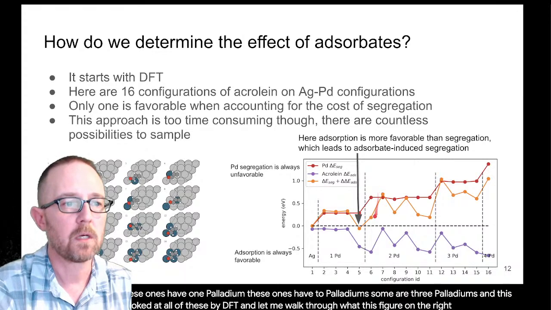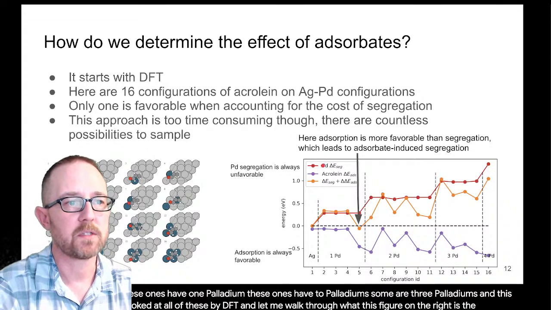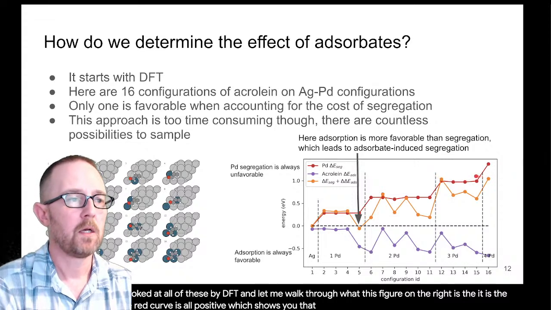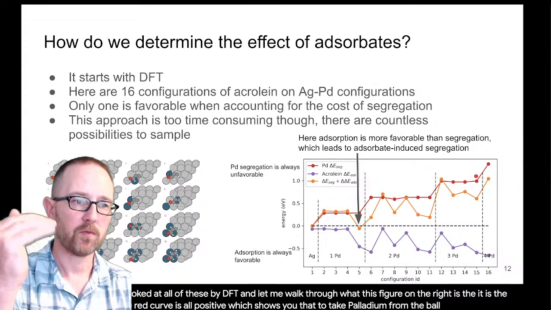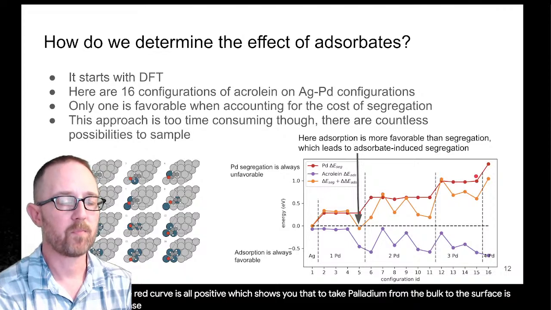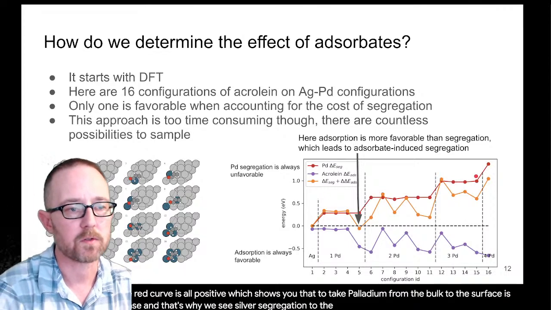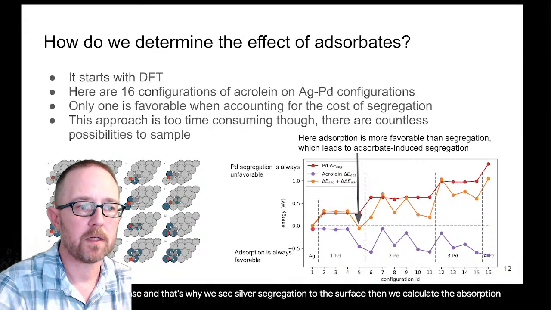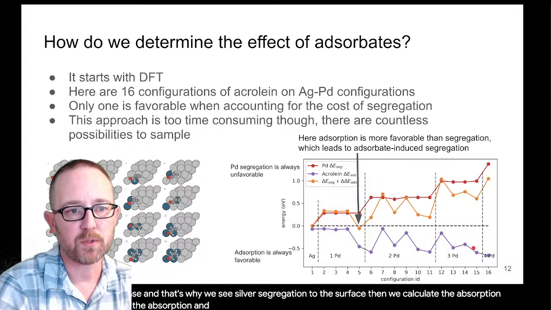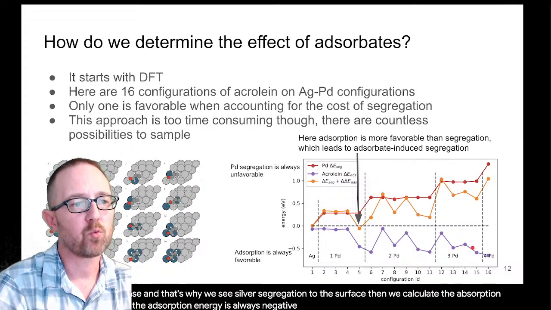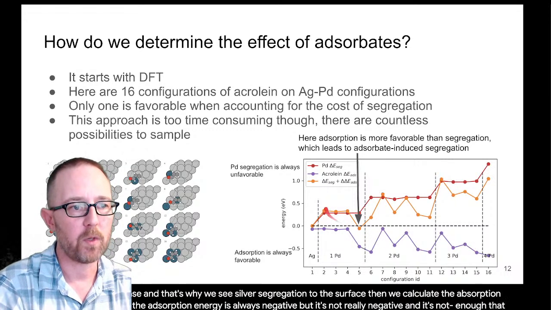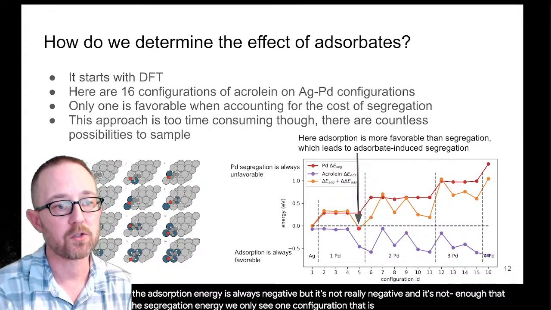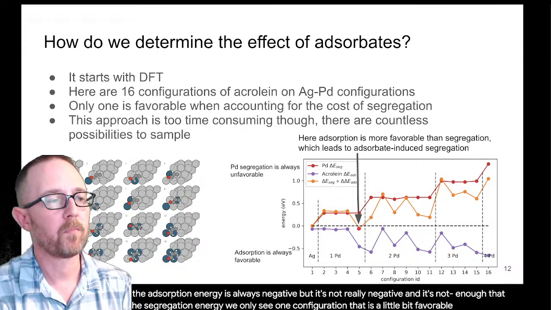The first thing we calculate, in red, is the segregation energy. The red curve is all positive, which shows you that taking palladium from the bulk to the surface is uphill in energy in every case. And that's why we see silver segregation to the surface. Then we calculate the adsorption energy, and on all of these, the adsorption energy is always negative, but it's not negative enough that, when we combine it with the segregation energy, we see only one configuration that is a little bit favorable in terms of energy.